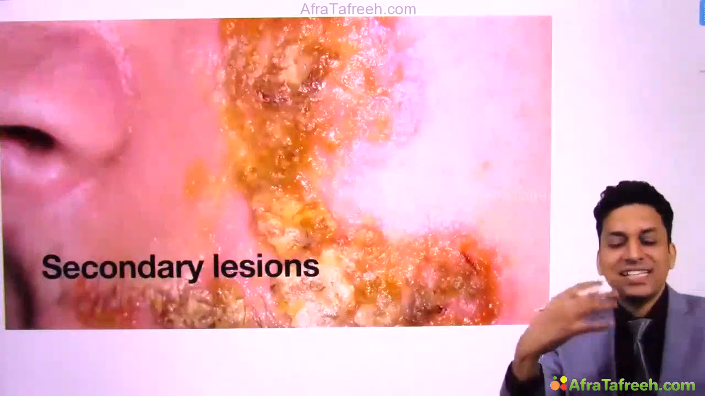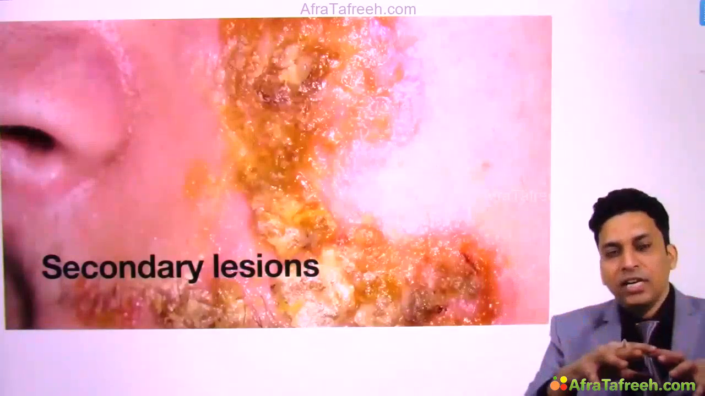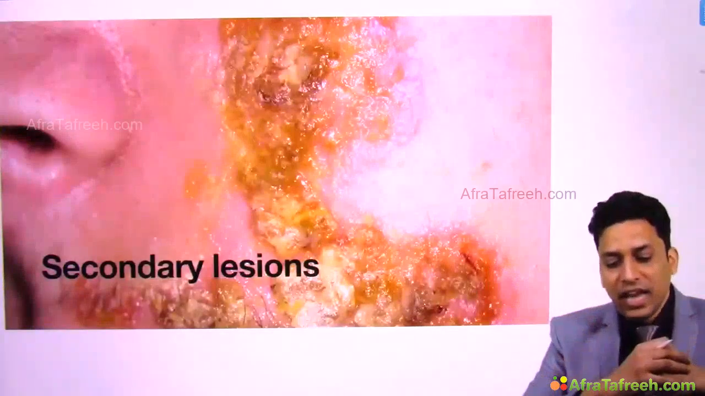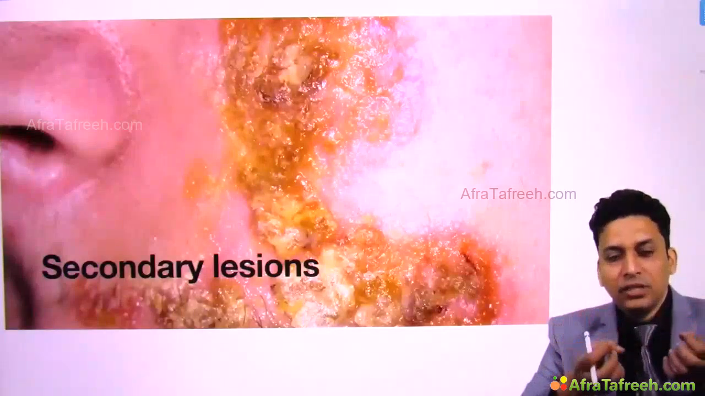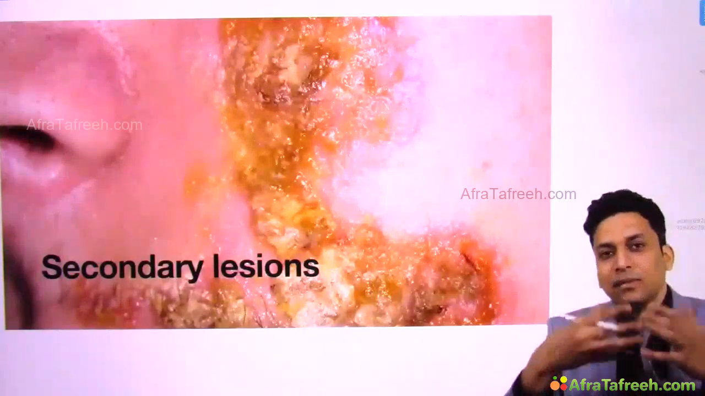Then we are going to discuss secondary skin lesions. Secondary skin lesions means that if there was a primary lesion, any change which occurs over the primary lesion is known as a secondary lesion. Like if a patient was having a bulla and this bulla ruptured, and when it ruptured, the exudate, the fluid which was coming out forms the crust, then that crust becomes a secondary lesion.